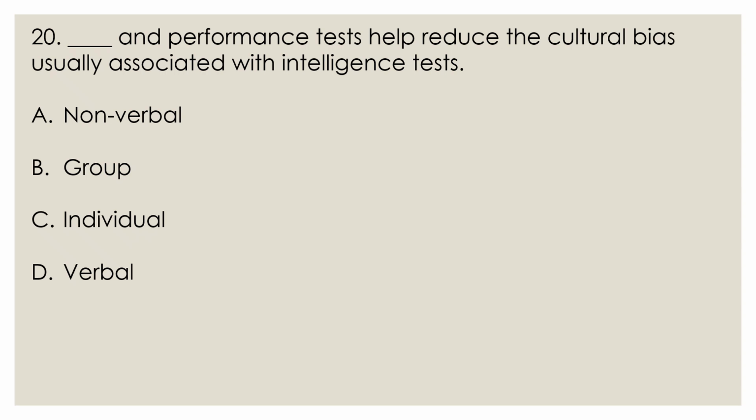One is performance test. Performance tests are the tests in which the person needs to manipulate the object. For example, Koh's block design test. The second is non-verbal test in which the items are in the form of pictures for illustrative purpose. For example, RSPM. In both the non-verbal and performance test, the cultural bias will reduce. So the answer for question number 20 will be A, non-verbal.